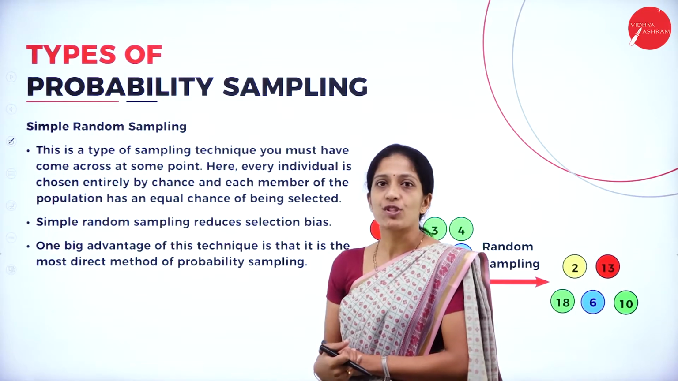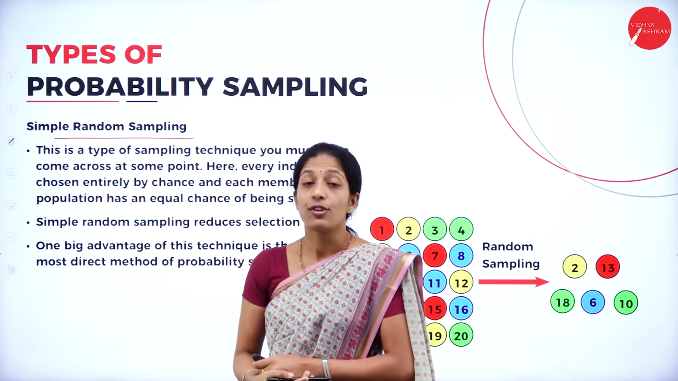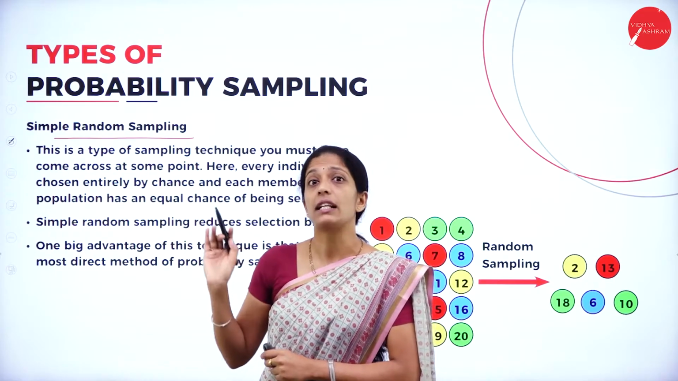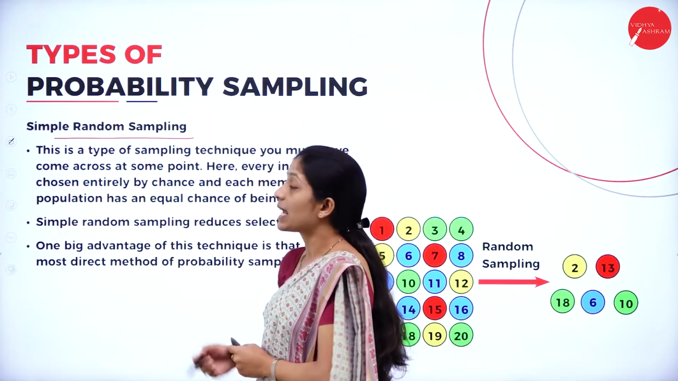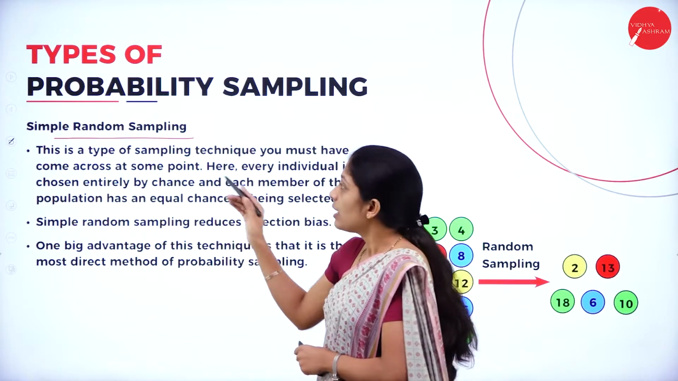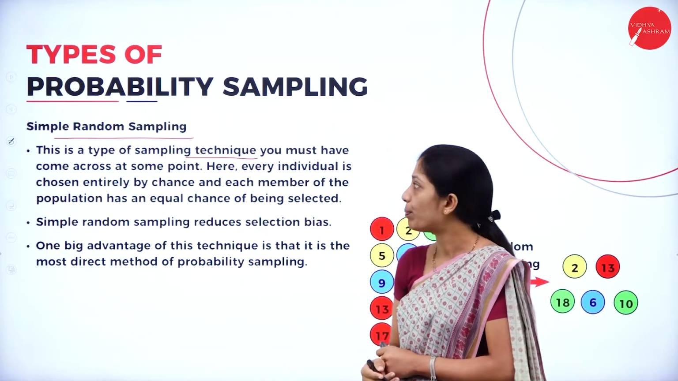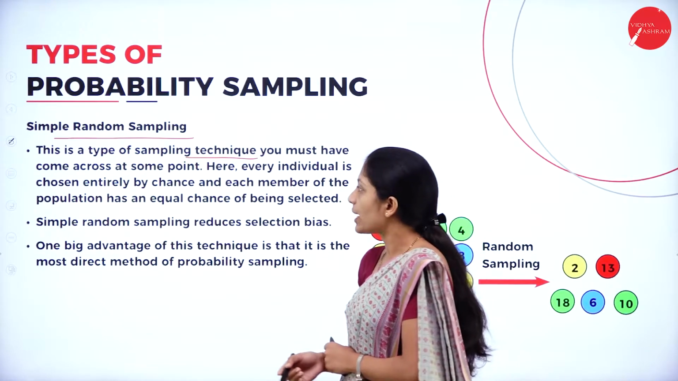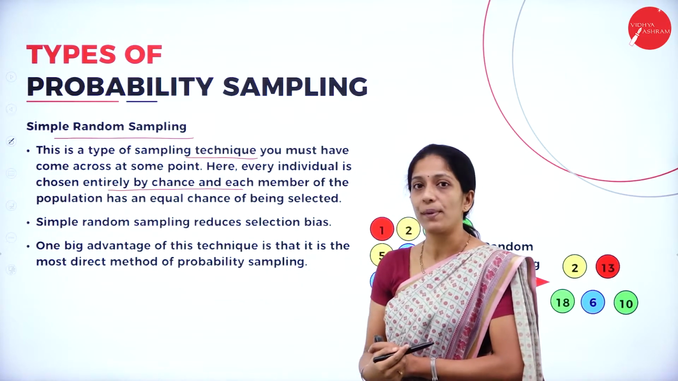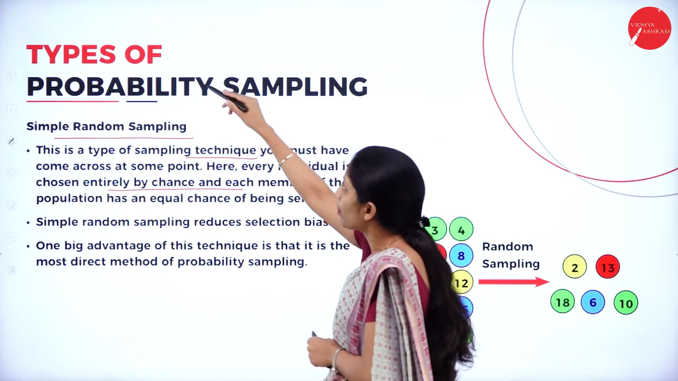Now coming to types of probability sampling, the first one is simple random sampling. So already we have discussed all the types. Now we shall discuss in detail, that is, the techniques of sampling. So the first one is simple random sampling. Now let us see what this is. This is a type of sampling technique you must have come across at some point. Here, every individual is chosen entirely by chance and each member of the population has an equal chance of being selected.